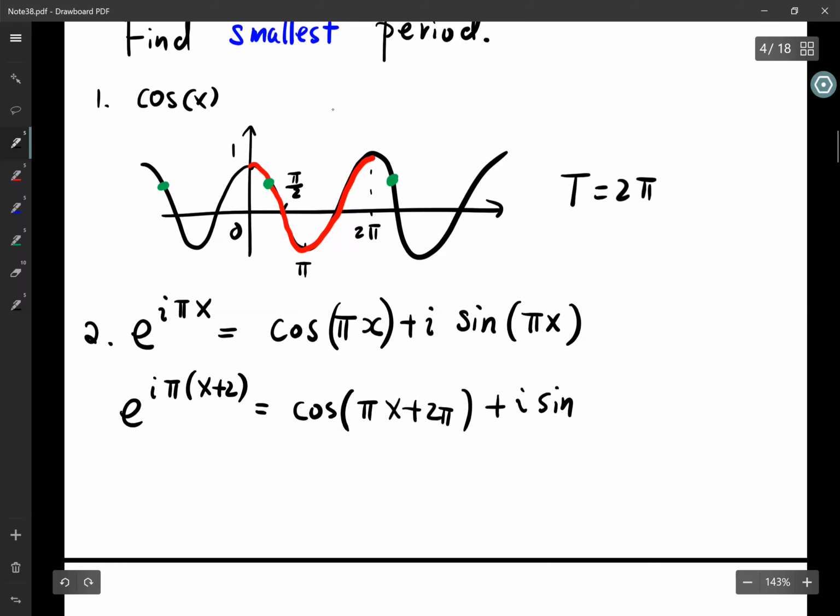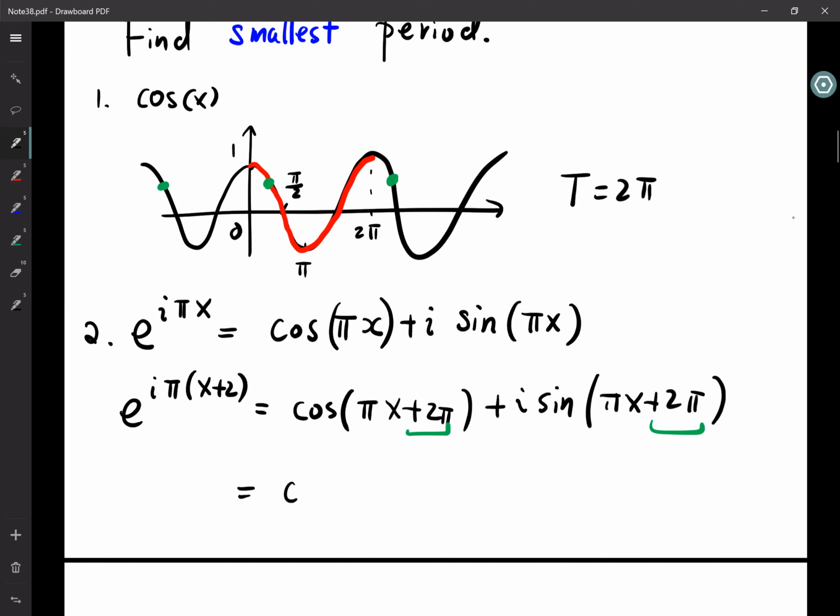Similarly, for the sine function, the period is 2 pi. So adding 2 pi doesn't do anything to cosines and sines, because here we have just shown that for cosine, the period is 2 pi. So this is cosine pi x plus i sine pi x, and therefore this is exponential i pi x. So the period T is 2. Any question? Does this have to be true for all values of x? For all values of x, that's right. Any other question?